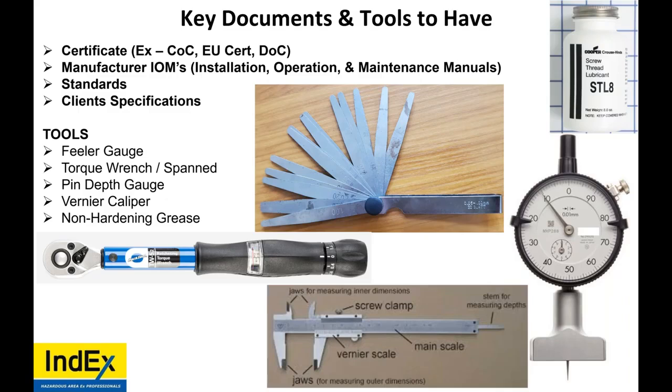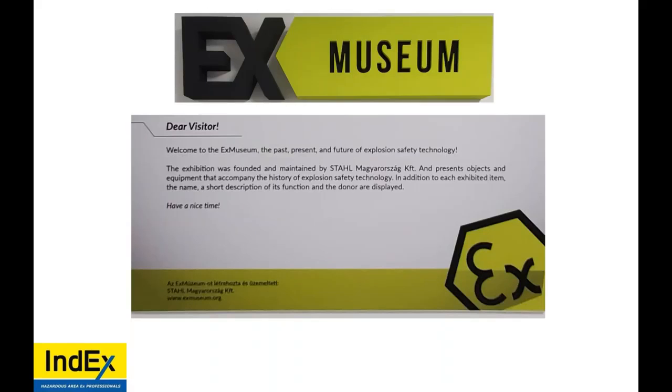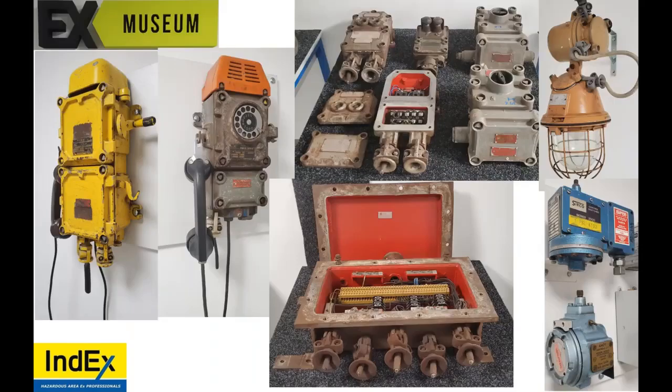So for knowing what you have to do for your piece of equipment, if you can't find the IOMs, check the manufacturer's website, like Stahl, that X pressure cabinet. If you wanted to learn more about it and find out where the certificate is, the certificate's on the IECEx website.